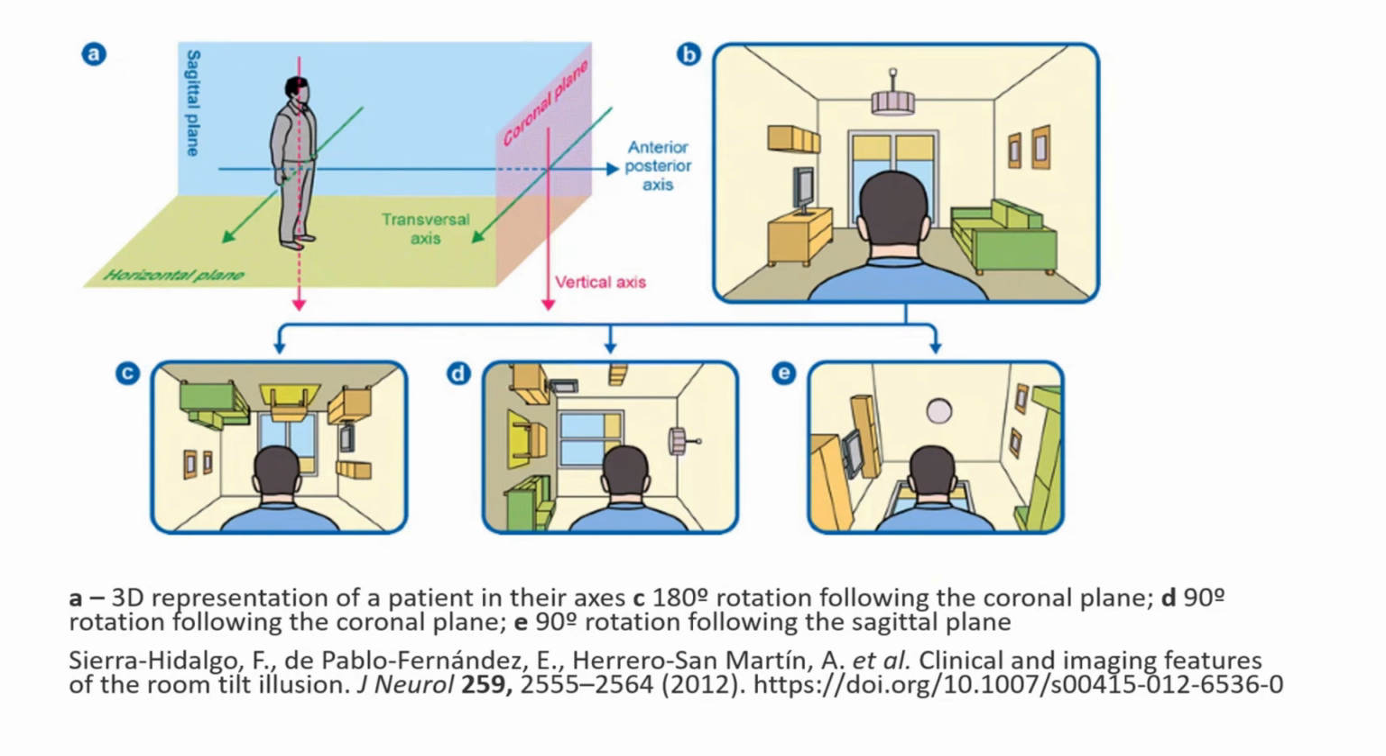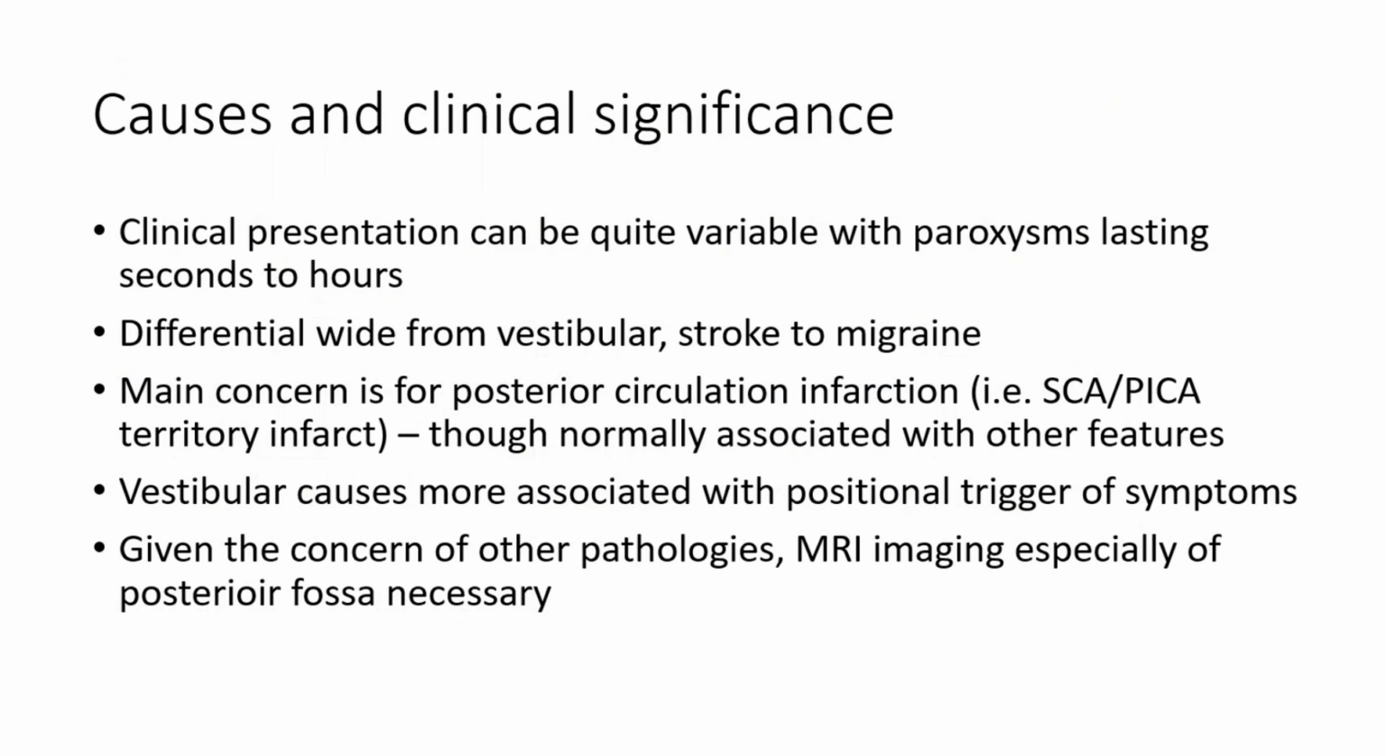So what does it mean, and what's the clinical relevance? The difficulty is that the differential is really wide. It can be from vestibular problems, stroke, migraine, and some very rare forms of tumour can be associated. If someone presents acutely or subacutely with this, the main concern is a posterior circulation stroke, an SCA or tertiary infarct, though in that context one would often expect associated features such as nystagmus and truncal ataxia.